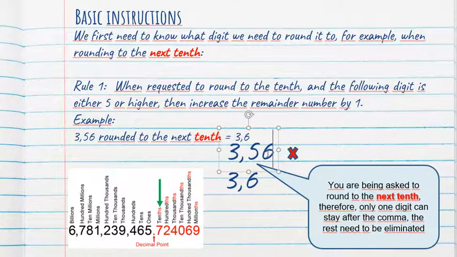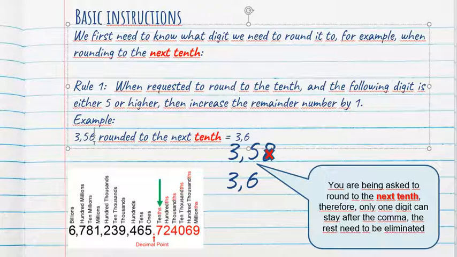Not because this was a 6, again. This may be an 8. It is higher than 5. It's either 5 or higher, so you scratch the number, okay? And the following one, the one you have to keep, switches from 5 into 6. Okay? So 3.56 rounded to the next tenth is 3.6, the same way 3.58 or 3.59 or whatever number is there. Why? Because I asked you to round it to the nearest tenth.